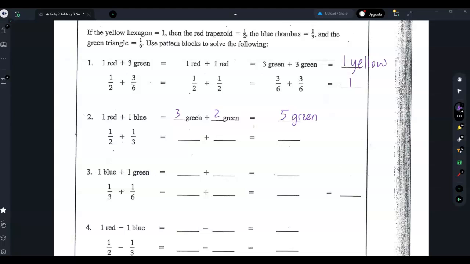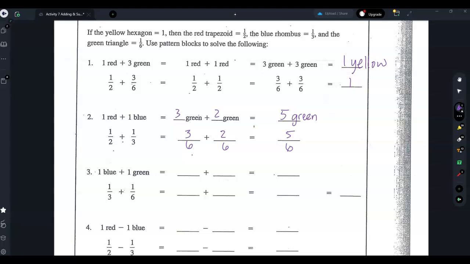All right, but we know that the green, again, was 1/6. So 3 green is really 3/6. 2 green is really 2/6. So if I add 3/6 and 2/6, I get 5/6. Let's do the last addition and then we'll move on to subtraction.